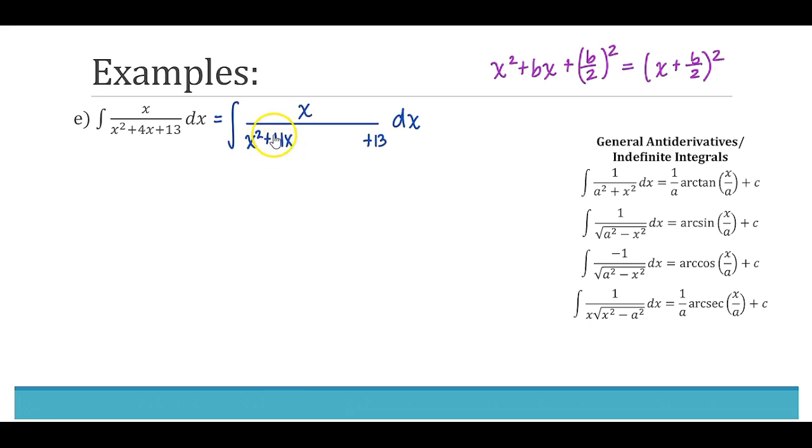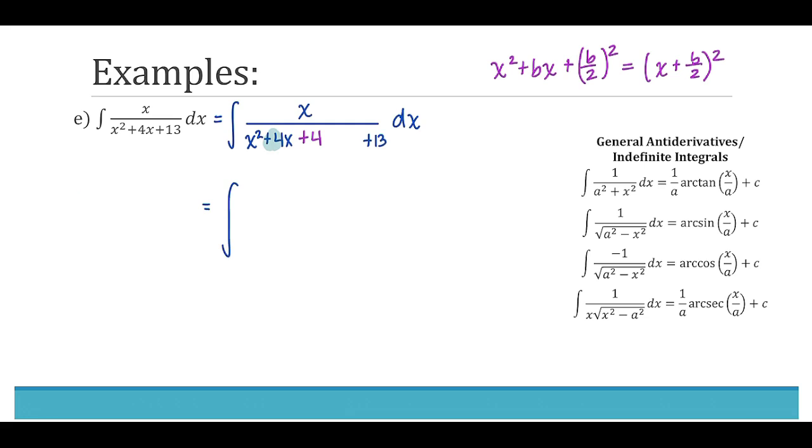The value of b right here is positive 4. So to complete the square, I would have to divide this by 2. Well, 4 divided by 2 is 2. And then square that number. Well, 2 squared is 4. So I'm going to add the number 4 to this quantity. That's what's going to complete the square. So now these three terms, this trinomial that I've created, is going to factor very nicely. So I'm going to have so far the integral, with an x on top.